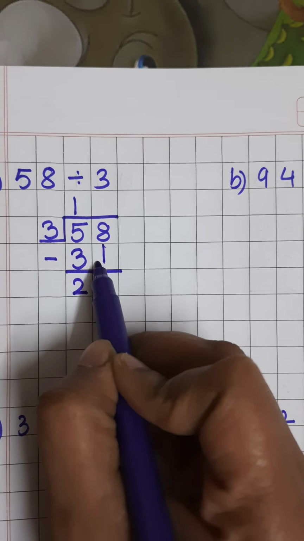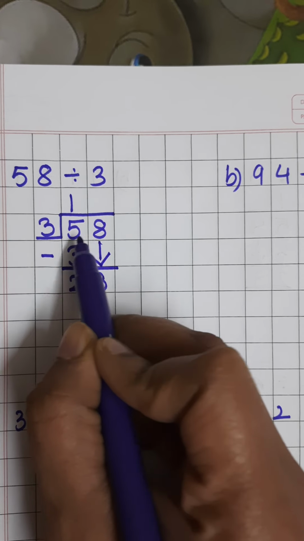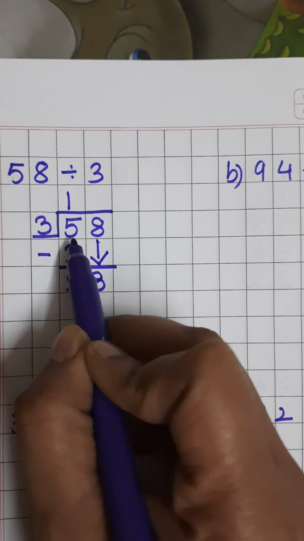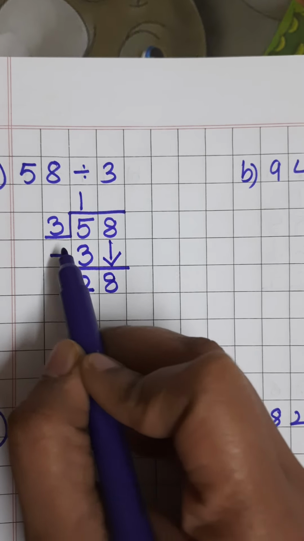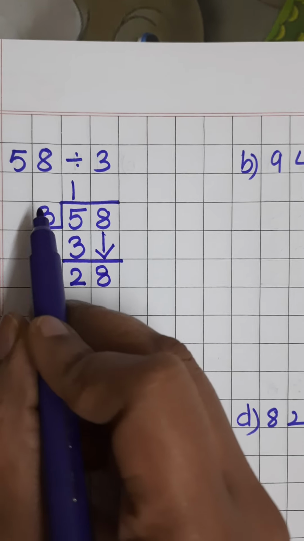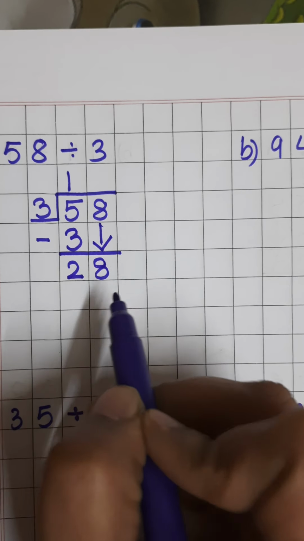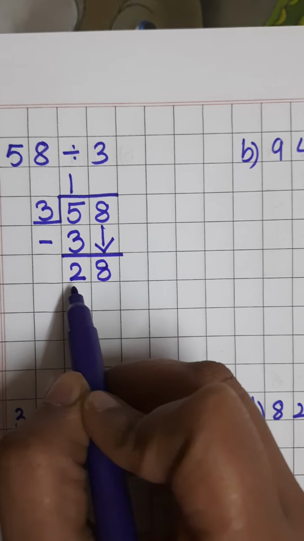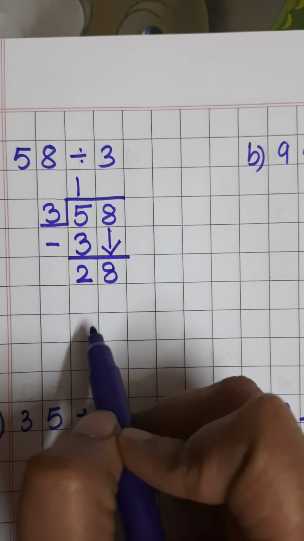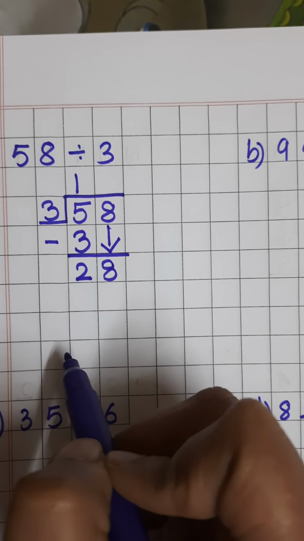So now we will bring down 8. Why are we bringing down 8? Because it is a part of the dividend and we have to divide the whole number by 3. So now it is 28. 28 doesn't come in 3's table. But what comes which is just smaller than 28? Otherwise I can say that 3 twos are 6. 6 is smaller than 28.